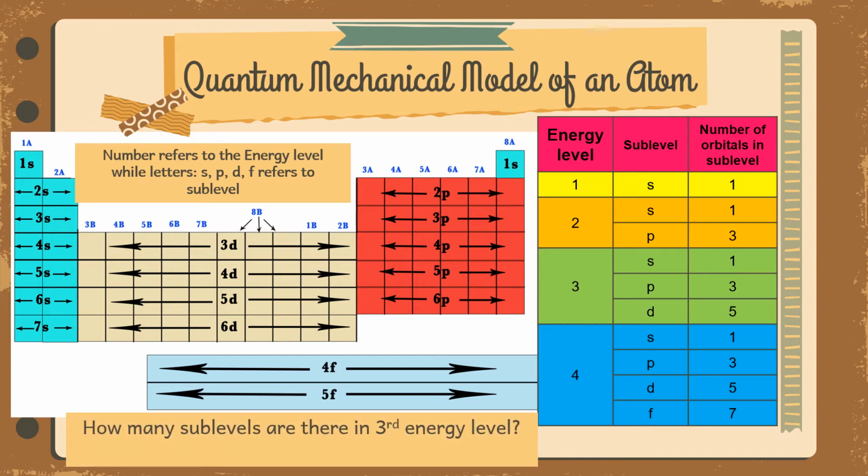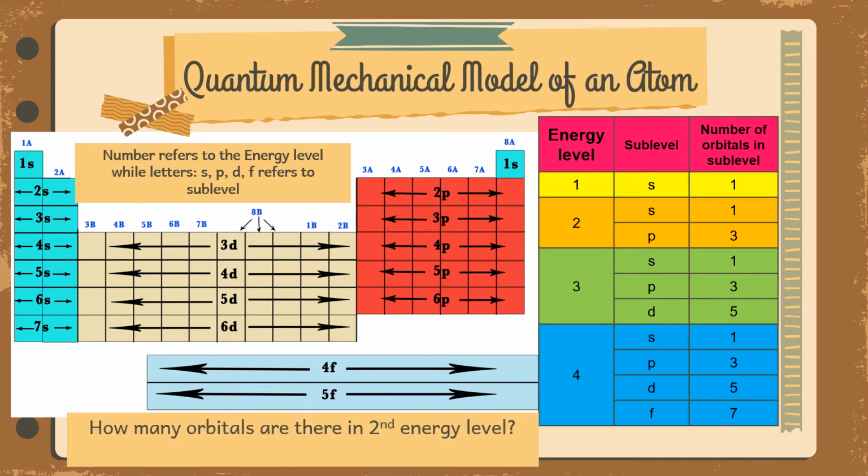Now the question is, how many sublevels are there on the third energy level? To answer this question, let's identify where the third energy level is. On our periodic table, the third energy level is found on the third period, wherein it consists of sublevel S, sublevel P, and sublevel D. So how many sublevels are there in the third energy level? The answer is 3. We have the sublevel S, sublevel P, and sublevel D.